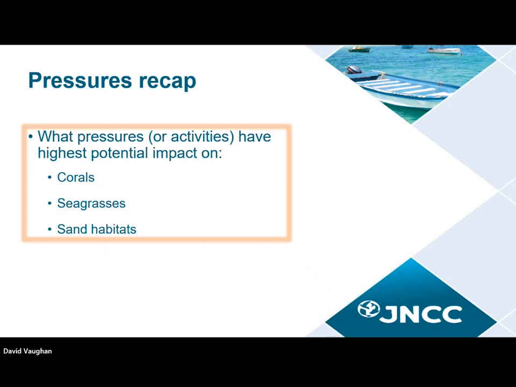Okay, it doesn't look like anyone's typing, so I'll activate the second one. This is: what pressures or activities have the highest potential impact on seagrass habitats? Again, it's the same code, so hopefully you should be able to see this one. It'd be interesting to see what similarities and differences there are between the habitats. If you've got the same activity and pressures, just type them in again for this habitat.